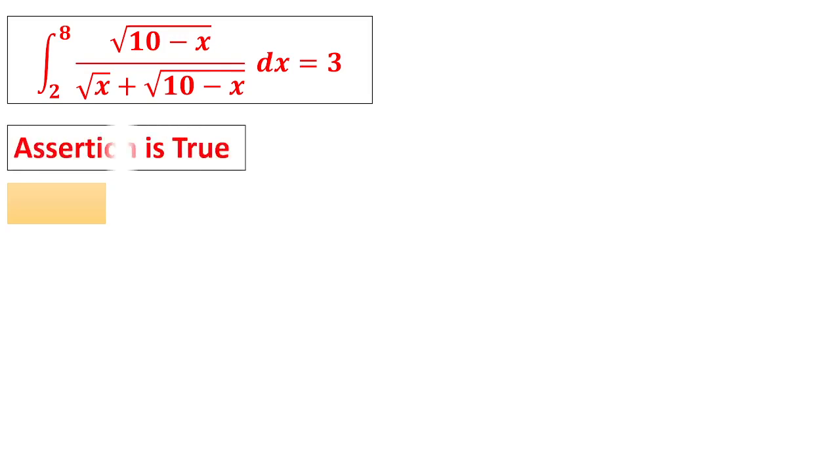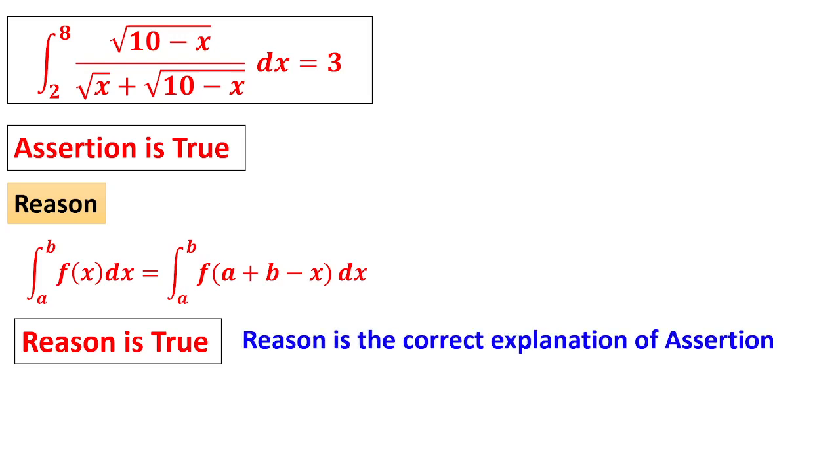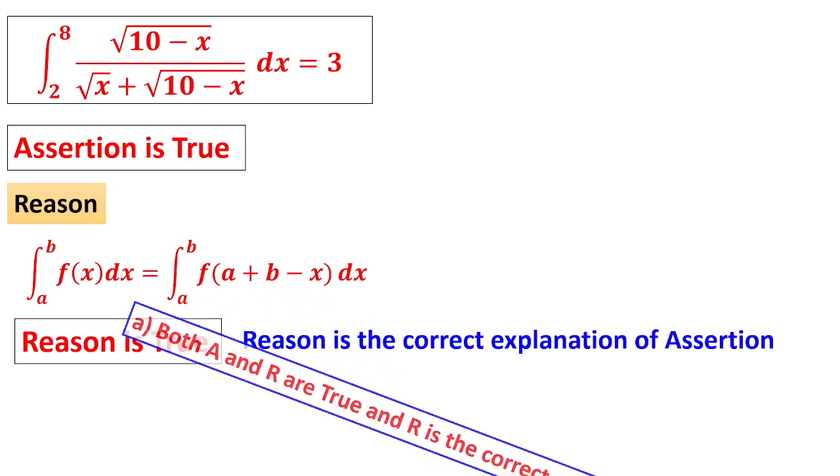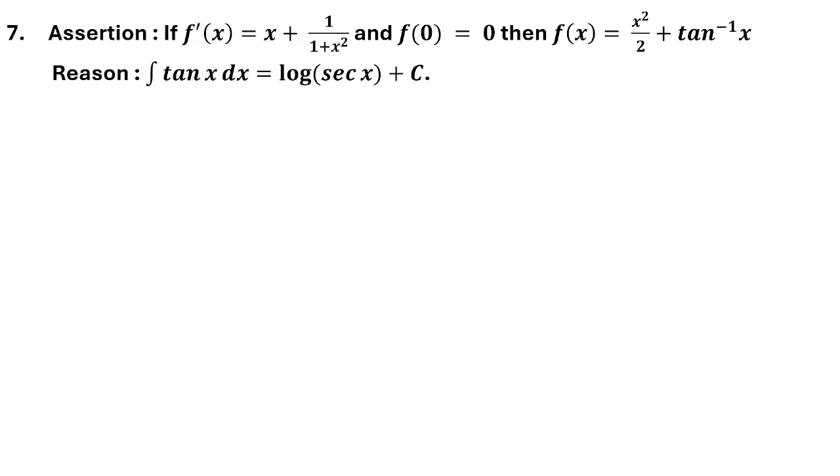Therefore, the assertion is true. We are getting the final answer as 3. Now, let us go to the reason. Reason is a property of definite integral. Now, this is true, but remember, this property is used to prove the assertion. Therefore, reason is the correct explanation. Therefore, both A and R are true, and R is the correct explanation of A. Good. Let us go to question number 7.